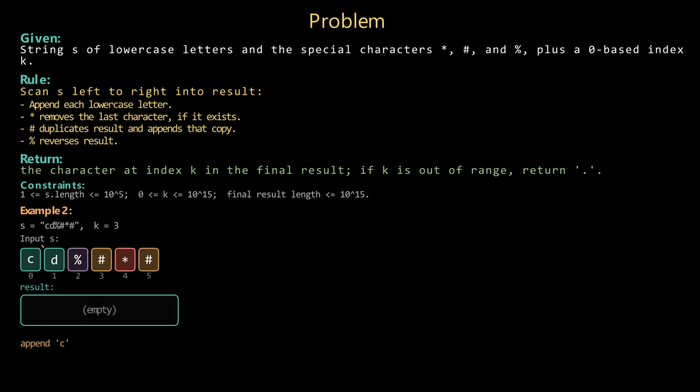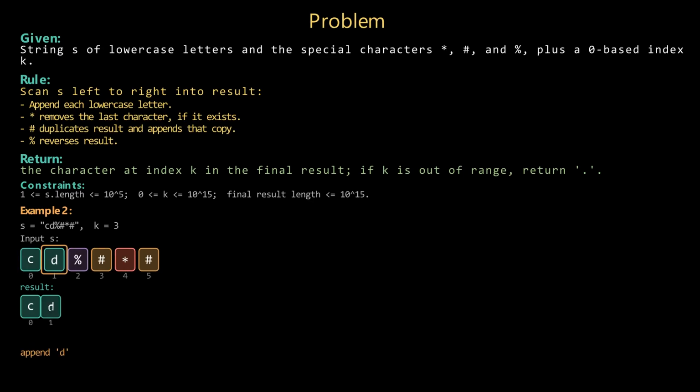Example 2: c and d give cd, percent flips to dc, hash doubles to dcdc, star removes the trailing c, hash doubles again to dcddcd. Index 3 lands on d.